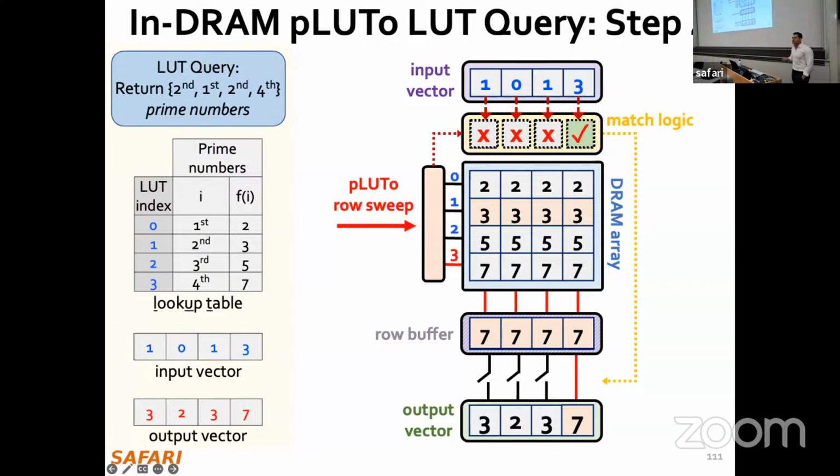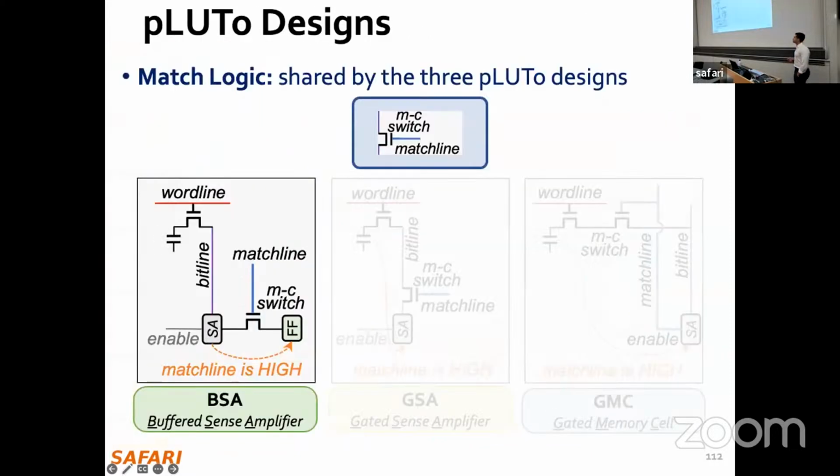Okay, so the question that would be natural to ask now is how do I implement this matching logic here? Because that would lead to different trade-offs. So because of that, we implement 3 different versions of PLUTO, which have different trade-offs for the matching logic.